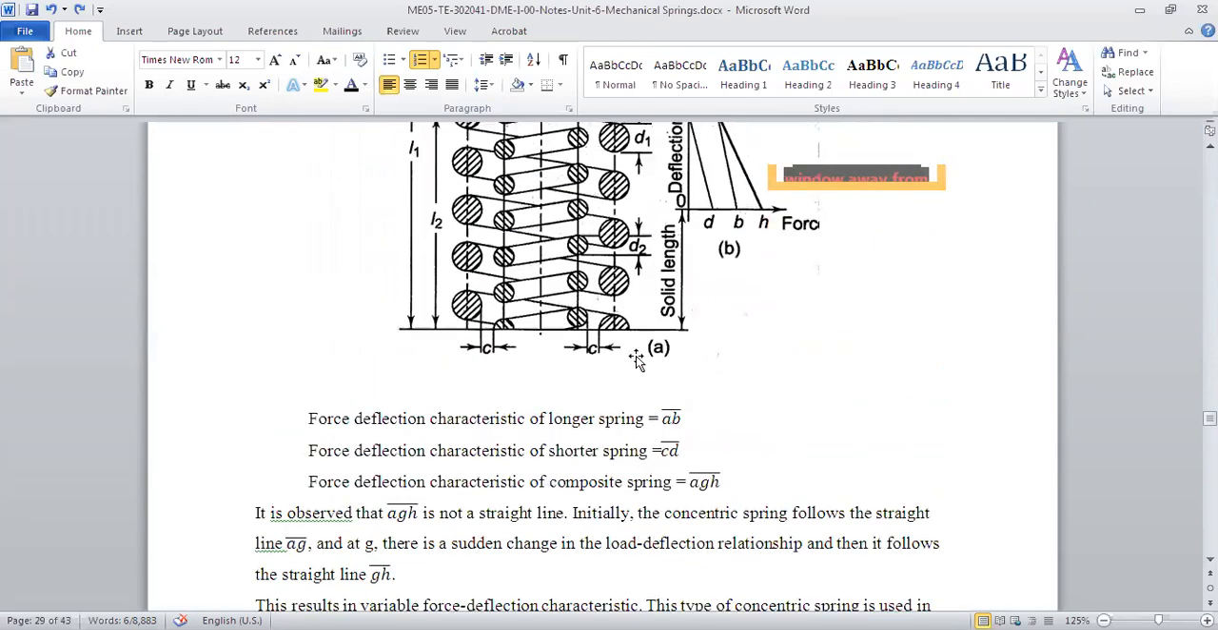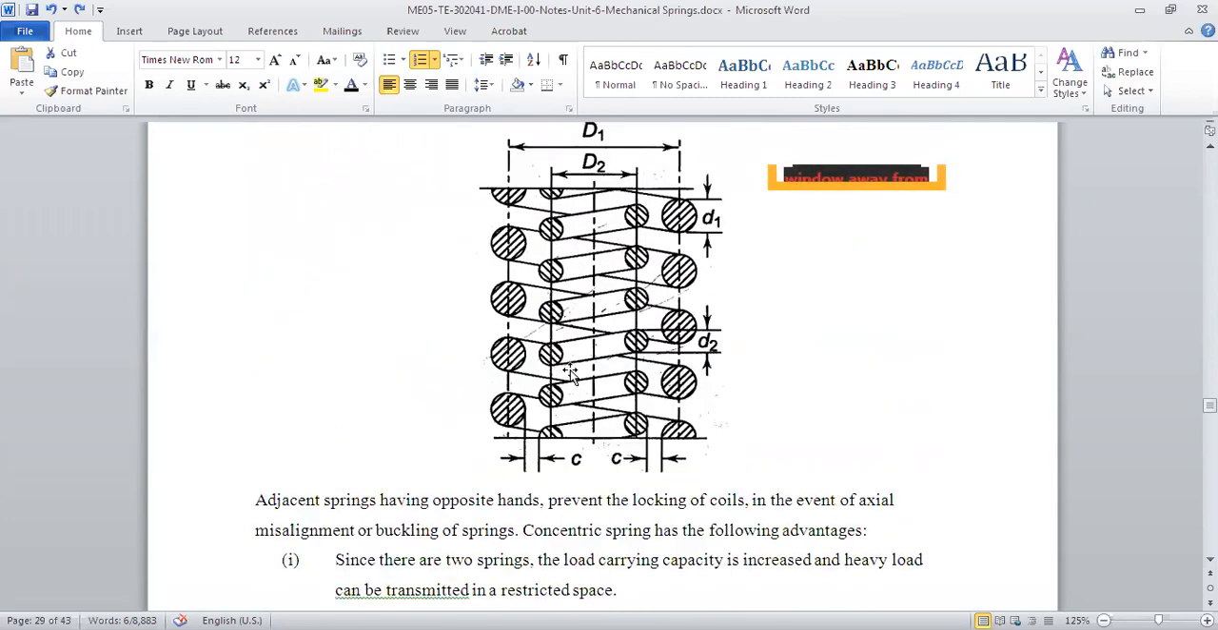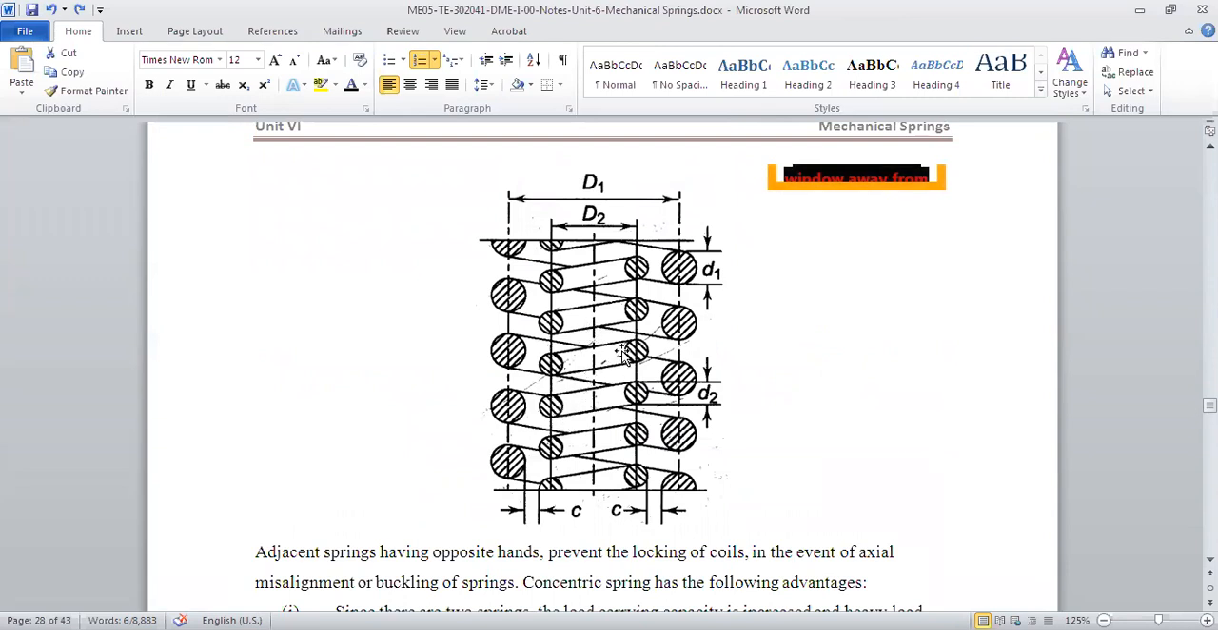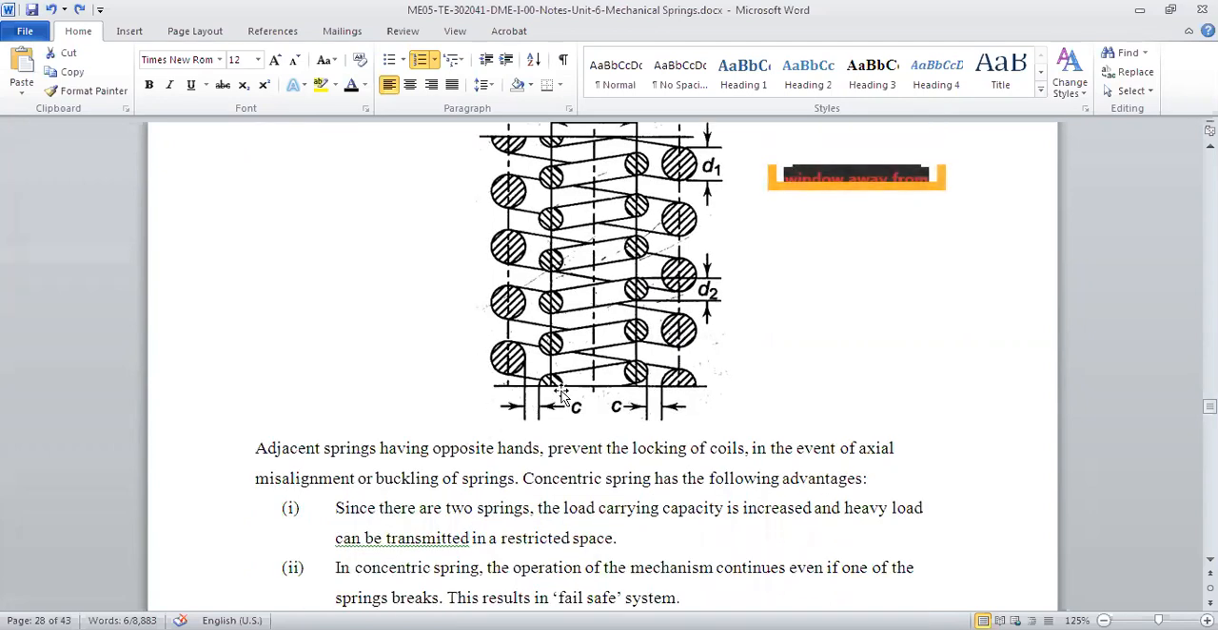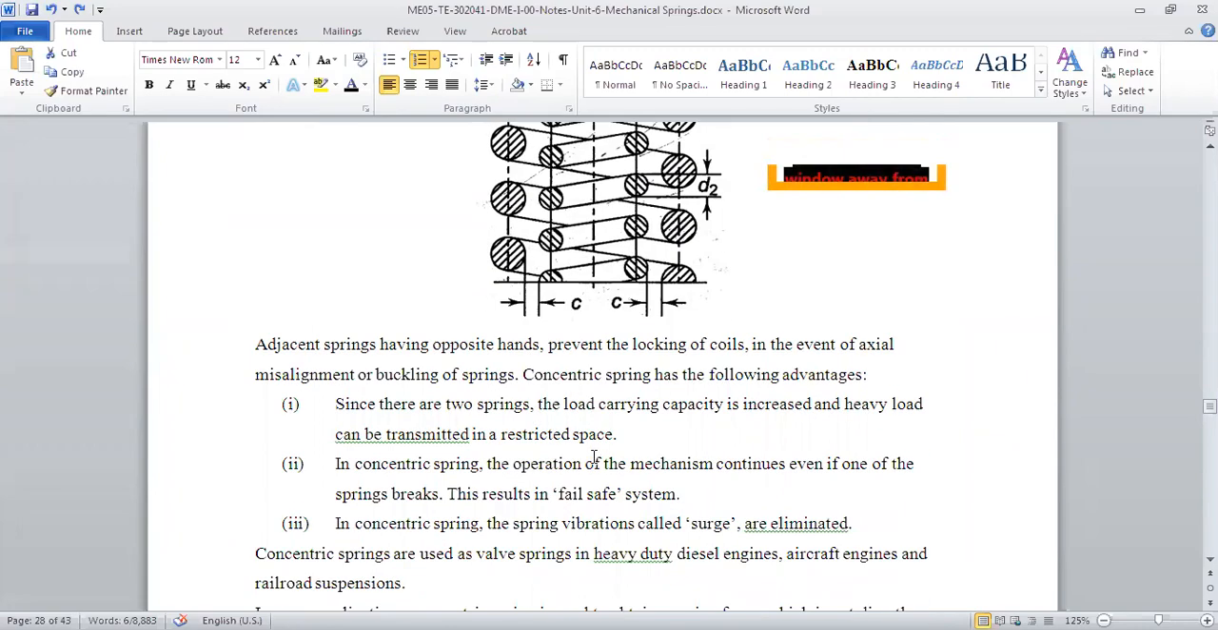Now since we are taking an example of springs in concentric form, the inside spring dimensions are small d2 and capital D2, and outside are small d1, capital D1. Here capital D1 and D2 are the mean coil diameters of outside and inside, small d1 is the wire diameter of outside, and small d2 the wire diameter of inside. C is basically the gap, the distance between these two springs.